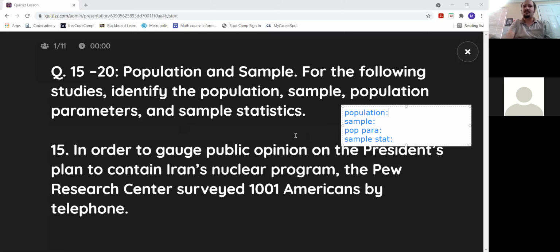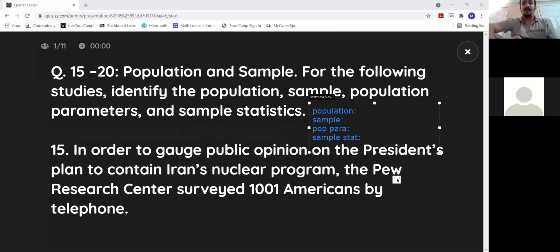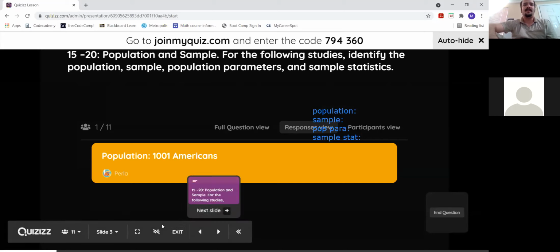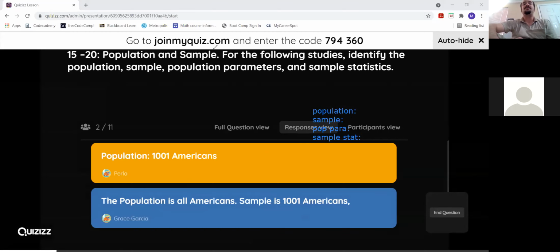And so in this example, what are they telling me? In order to gauge public opinion on the president's plan to contain Iran's nuclear program, the Pew Research Center surveyed 1,001 Americans by telephone. And so what is the population? What is the big group of people they are trying to say something about? That is not the population. I will give you that much. The population is all Americans. The sample is the 1,001 Americans that they actually sampled.